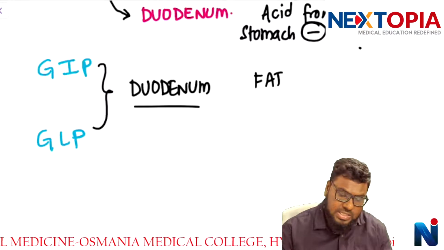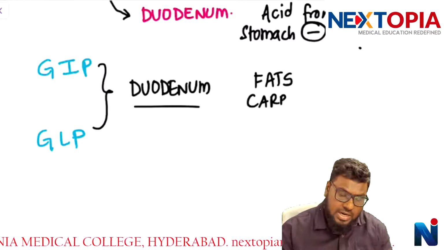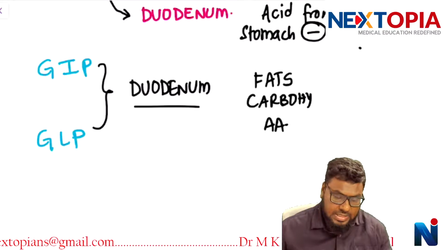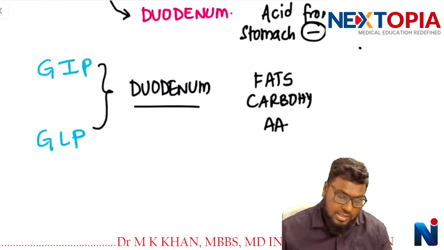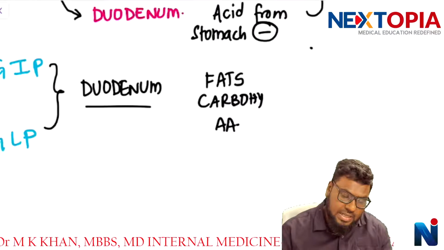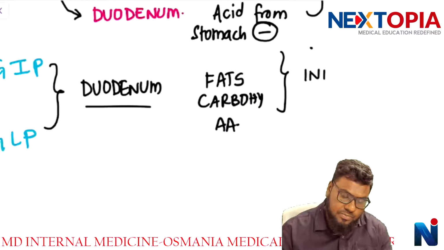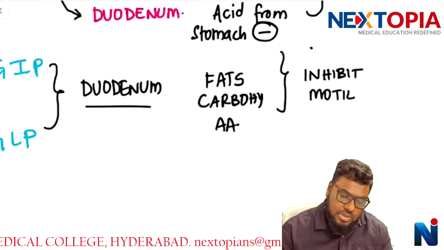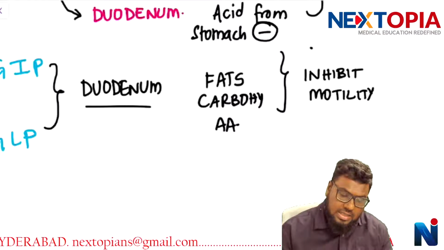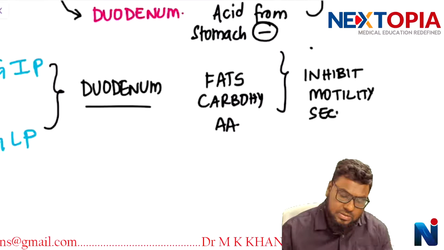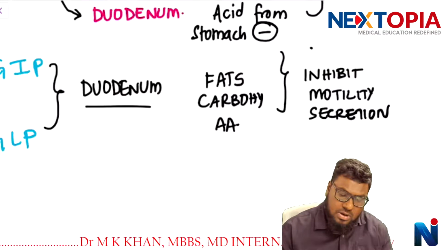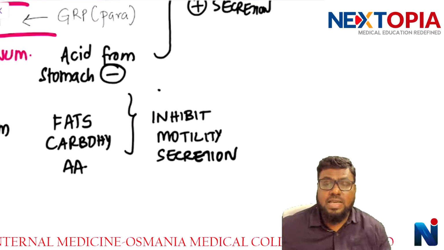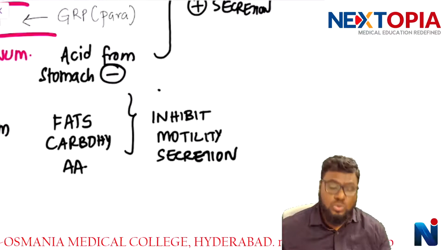It is the presence of fats, carbohydrates, and amino acids that causes a release of gastric inhibitor peptide and GLP. The name itself says that the GLP and the GIP cause inhibition. They inhibit the GI motility. They inhibit the secretion. The most important function of these is on the pancreas. Hence, we are using these drugs in diabetes.